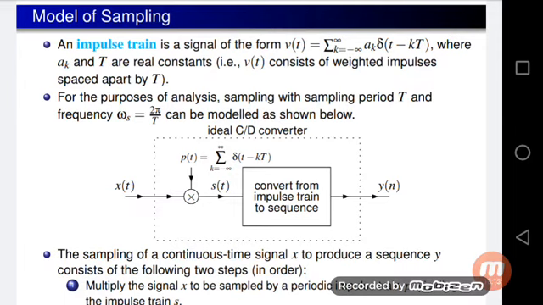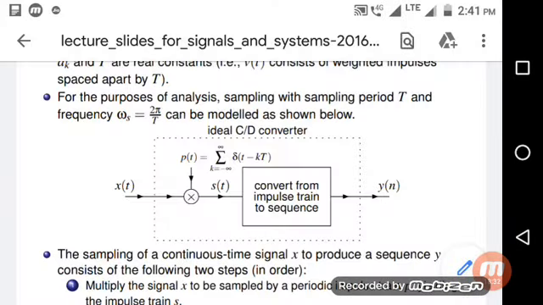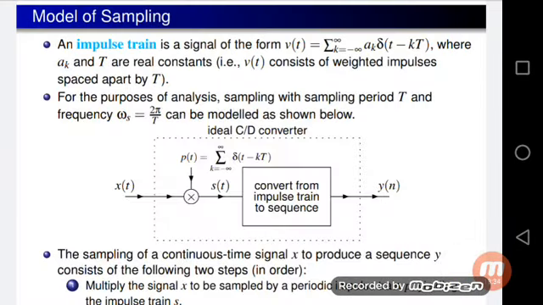The related diagram of continuous to discrete signal is shown below. It represents the model of sampling. Convert from impulse train to sequence.